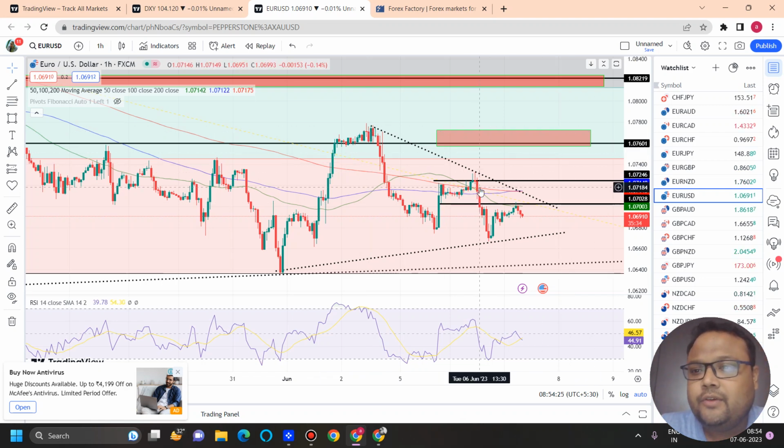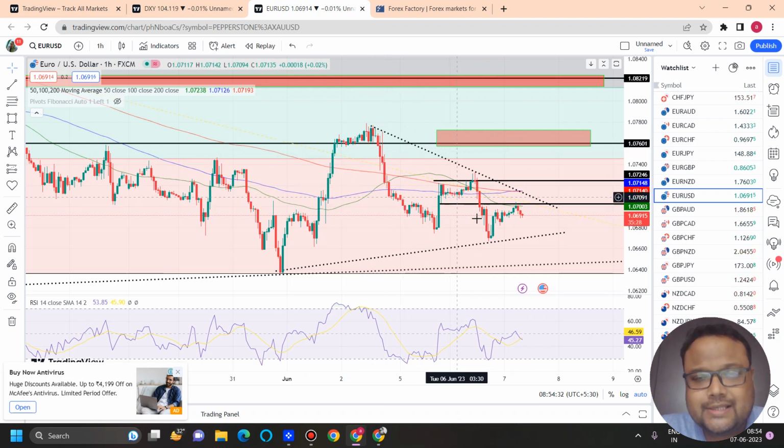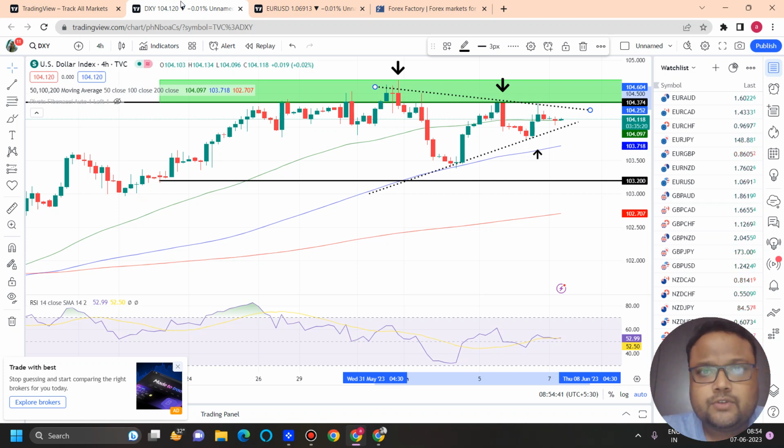Right now Euro USD is standing at 1.0619, and as you can clearly see, the market is squeezing, heading towards a very narrow channel here. So we need to wait for some time. First of all, let's look at DXY. On the chart of DXY also, we can see the same thing.